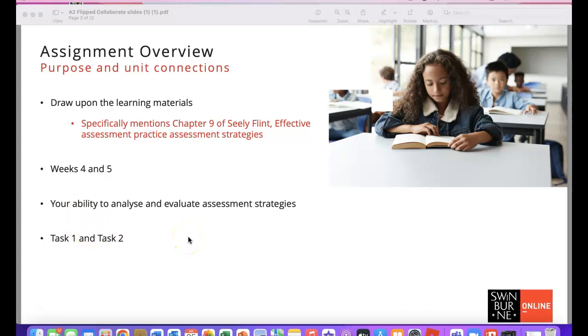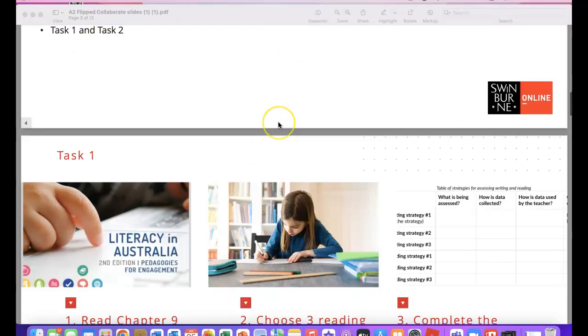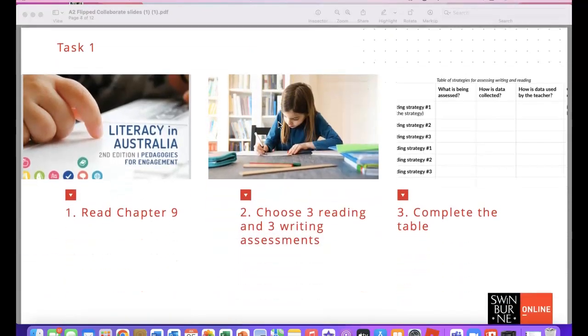You'll notice in the assessment details that it breaks it up into task 1 and task 2. Task 1 being your table and task 2 being your critical analysis that you're going to present as if you were a team member presenting to your team at school. You're going to make some suggestions about some assessments that could be viable in terms of literacy learning. So let's have a look at task 1.